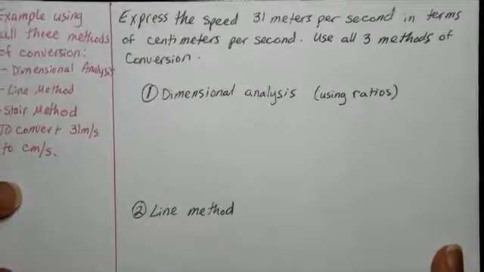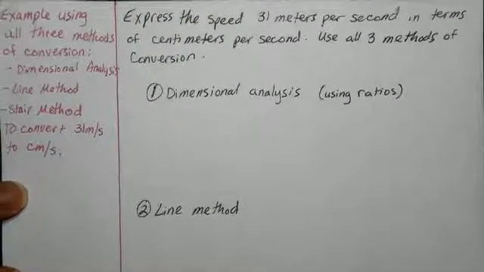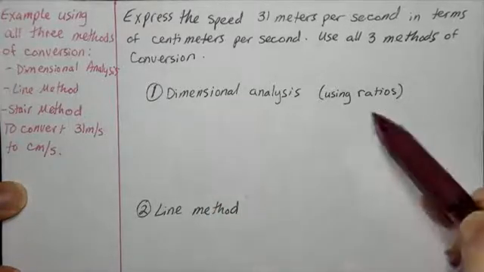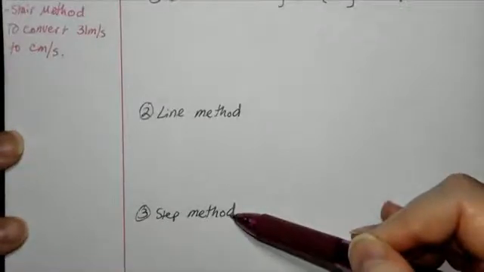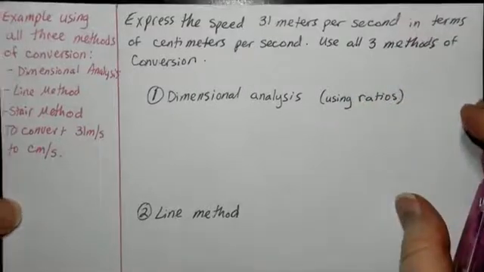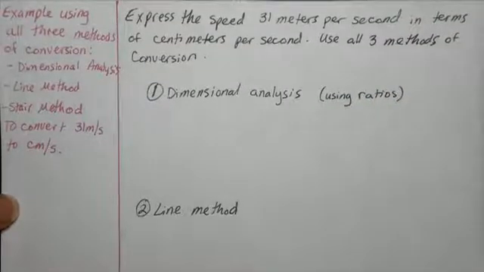Okay, so we're going to do an example using all 3 methods of conversion. We're going to use dimensional analysis, where we use ratios. We're going to use the line method, and we're going to use the step method, or the stair method. Our goal is to convert 31 meters per second into centimeters per second. You may remember this 31 meters per second number from yesterday, where we converted 70 miles per hour into meters per second. We're going to take it one step further and take it down to centimeters per second.